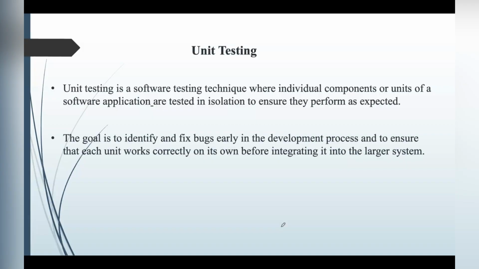In this lecture, let us discuss unit testing, which is a software testing technique where individual components or functions of a software application are tested in isolation. This method ensures that each unit of the software performs as expected, and by focusing on small, manageable parts of the application, unit testing helps identify and fix bugs early in the development process.